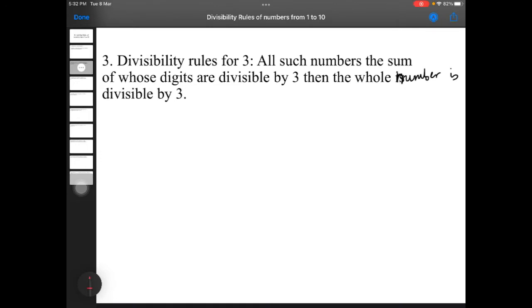So the third one is the divisibility rule for number 3. What does it say? It says that if the sum of the digits of a number is divisible by 3, then the whole number is divisible by 3. What does it mean? It means any number, no matter how big, if we add the digits of that number and the sum of those digits is divisible by 3, then that whole number is divisible by 3.